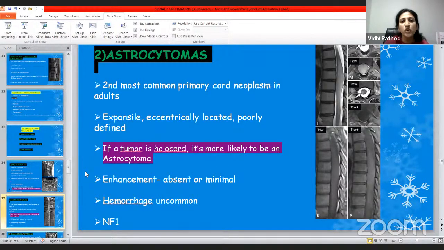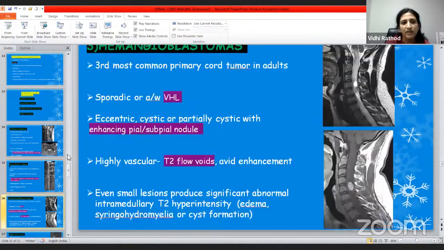Second is astrocytomas. Astrocytomas are the second most common primary neoplasms in adults. Contrary to ependymomas, they are expansile, but they are eccentrically located and poorly defined. If you see a tumor that is holocord, it is most likely to be an astrocytoma. The enhancement, as we can see, is minimal or absent. Hemorrhage is not common, whereas we know that in ependymomas hemorrhage is common. Astrocytomas are associated with NF1.